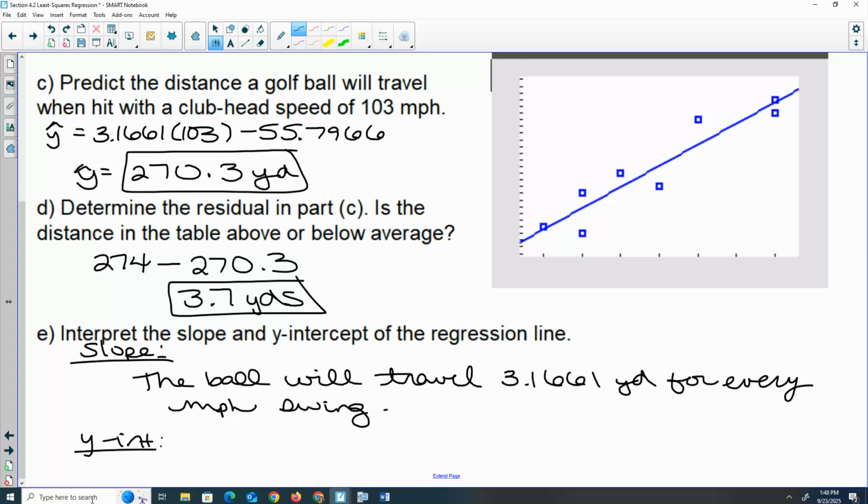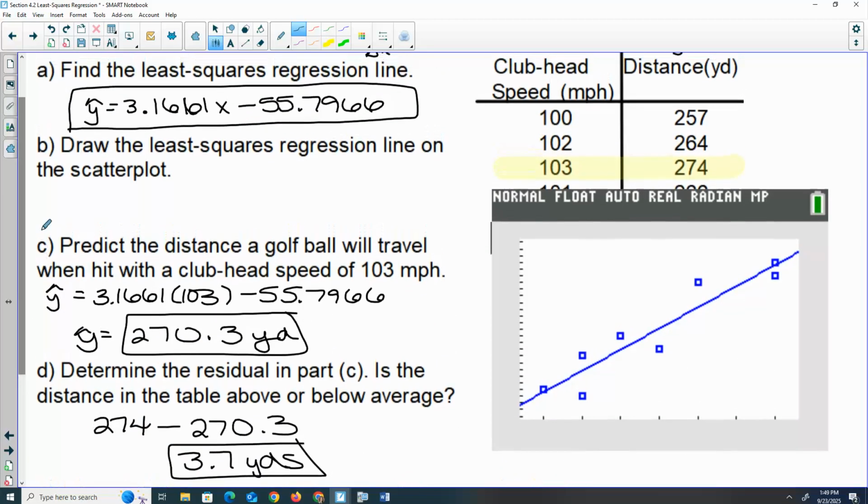My y-intercept. What is a y-intercept in general? This is where it intersects. It's like our starting point. It's saying if you hit that ball with 0 miles per hour, what would the distance traveled be? 0. So does it make sense on here that it's a negative 55? No.